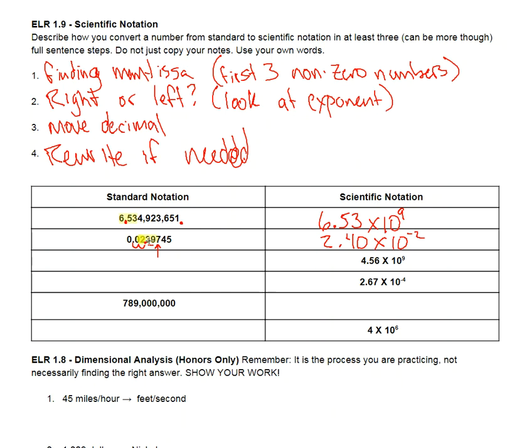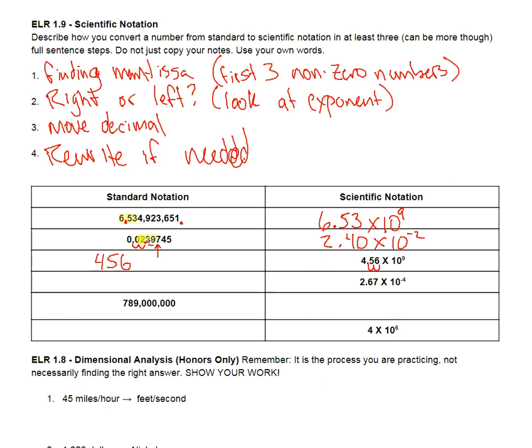Now we're going to go backwards. I'm going to go from scientific over to standard, and I've got a positive exponent. I know that I'm going to have a large number. I'm going to take my mantissa first. I know that my first three numbers in my big number are going to be 4, 5, 6. So it's going to be 4, 5, 6. And I know it's going to have some zeros after it because we've got a large number. So our exponent was a 9. That means that I had to move my decimal 9 spots over.